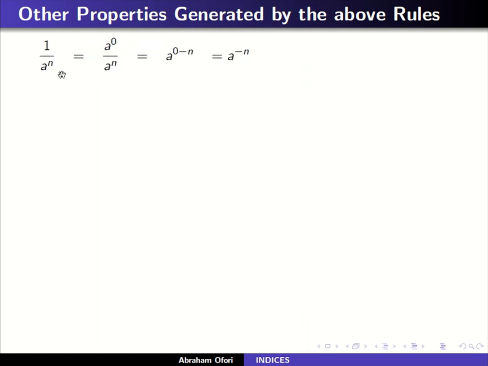What if I have something like this? 1 over a to the power n. What is this? What is 1? 1 is what? Any number to the power 0. So in terms of a, I can rewrite 1 as a to the power 0. Okay.